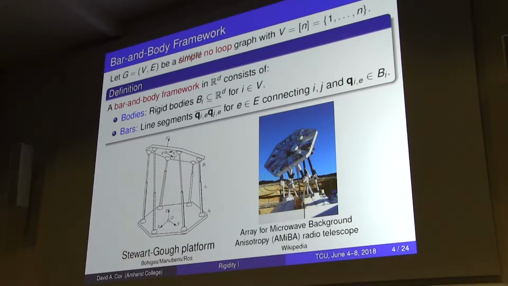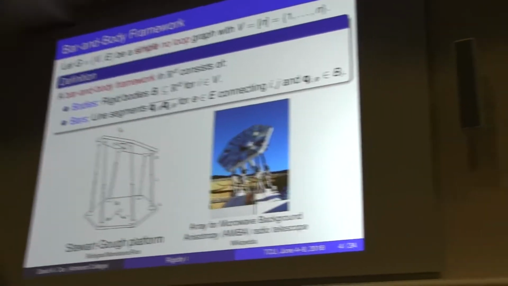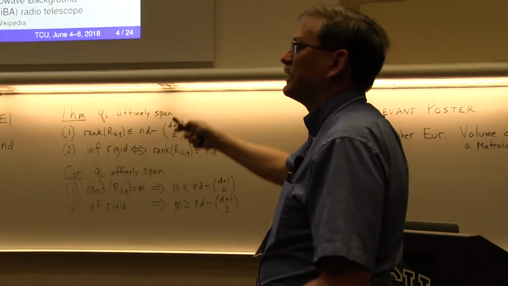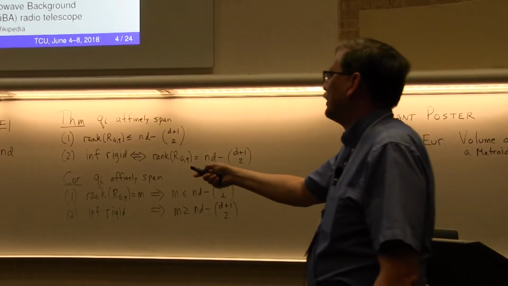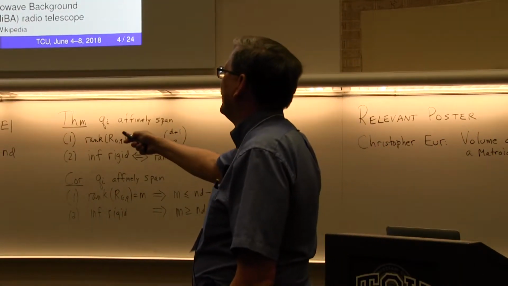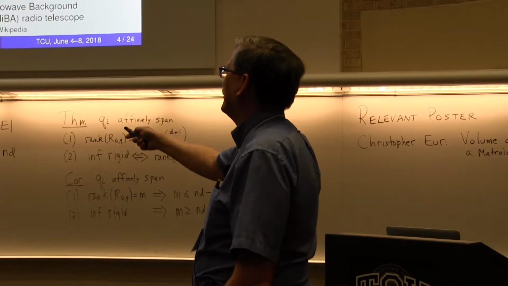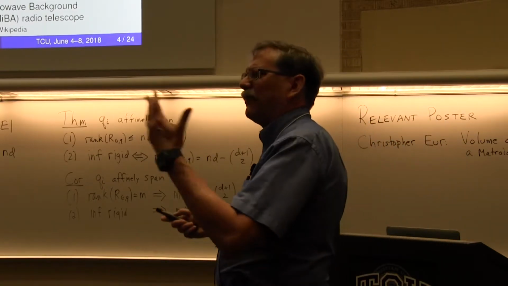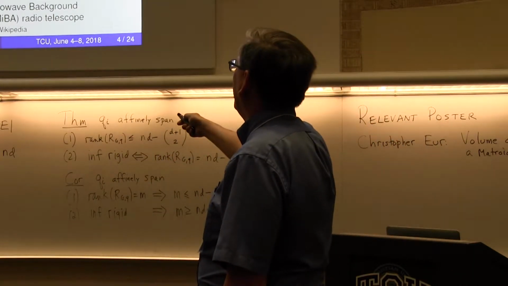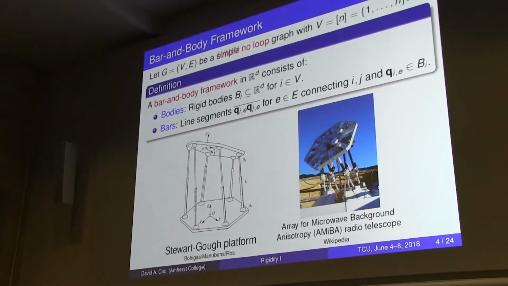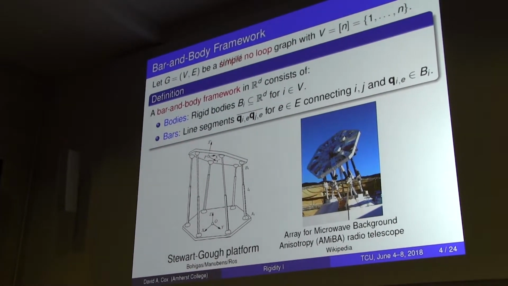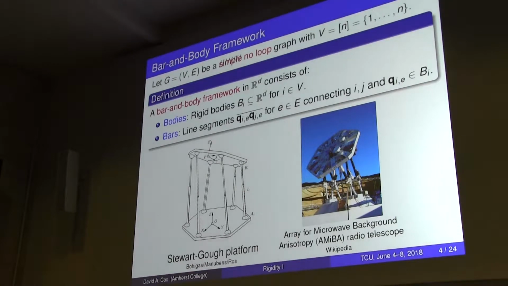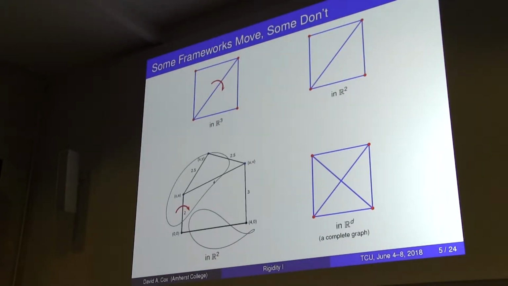Now in a Stewart-Gough platform, what we typically think about is line segments of a fixed length. But for a Stewart-Gough platform, you can see there are hydraulic joints here that can move the lengths of the legs, and that makes them interesting for things like flight simulators and other things. Here's a microwave antenna that's a Stewart-Gough platform. So these have lots of interesting applications. Now I'm going to focus mostly on the bar and joint ones.